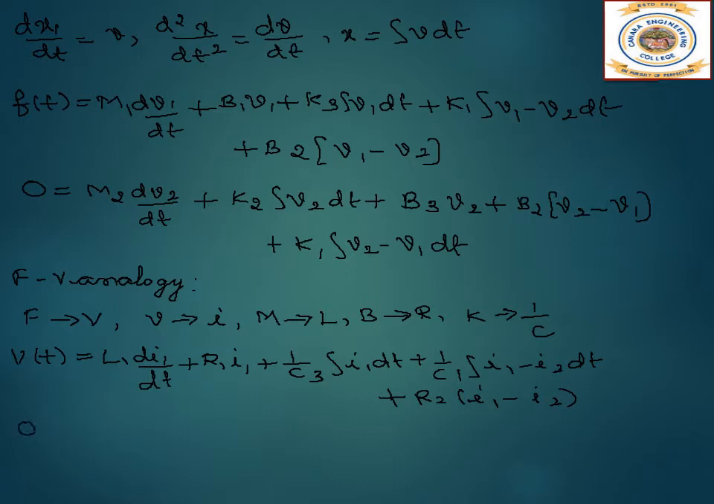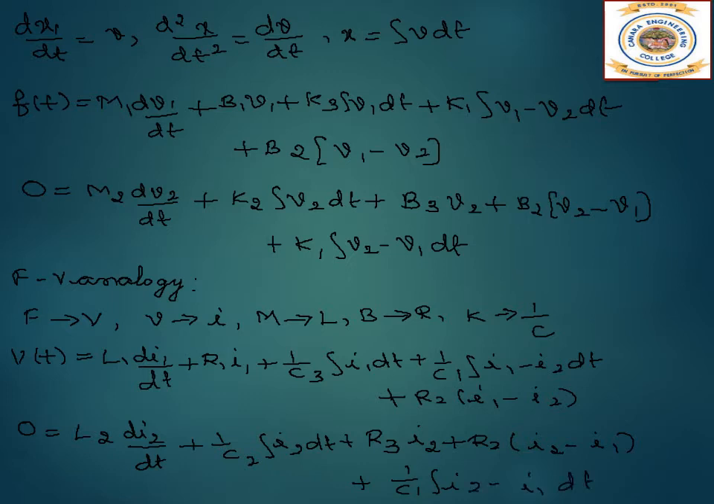Second equation, 0 equal to M2 will be L2 di2 by dt plus K2 is 1 by C2 integral I2 dt plus R3 I2 plus R2 into I2 minus I1 plus 1 by C1 integral I2 minus I1 dt. So now we are done substituting.